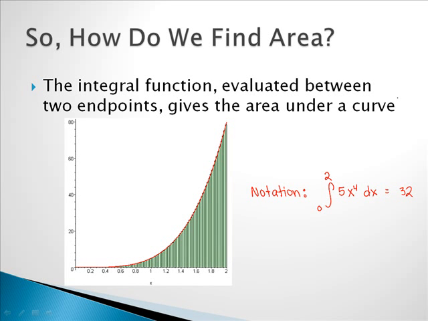So how are we finding area then? Well, again, the integral function, evaluated between two endpoints, gives us the area under a curve, and the notation that we use is the same notation that we used for integration before, but this is now something called a definite integral. And what makes it different than the one we saw before is it has these numbers at the top and bottom of it. And these denote the starting and ending value of where we're going to be finding the area under the curve. So here we're finding the area under the graph of 5x to the 4, as shown in the diagram, between the points 0 and 2.